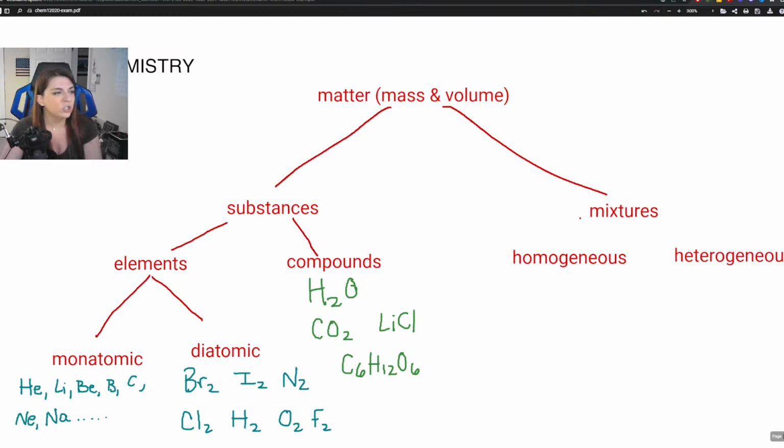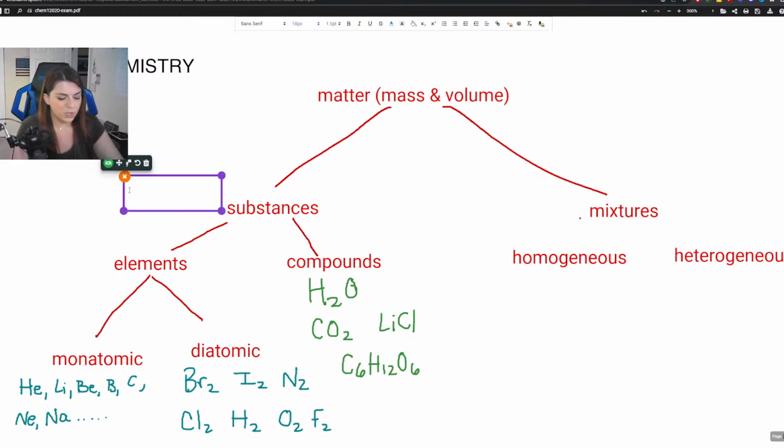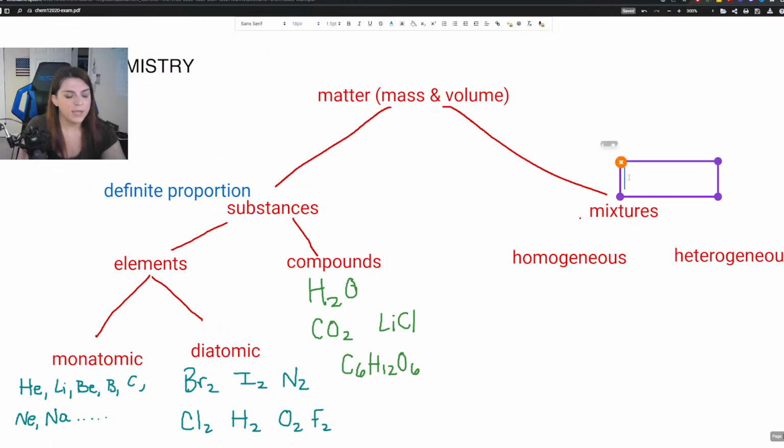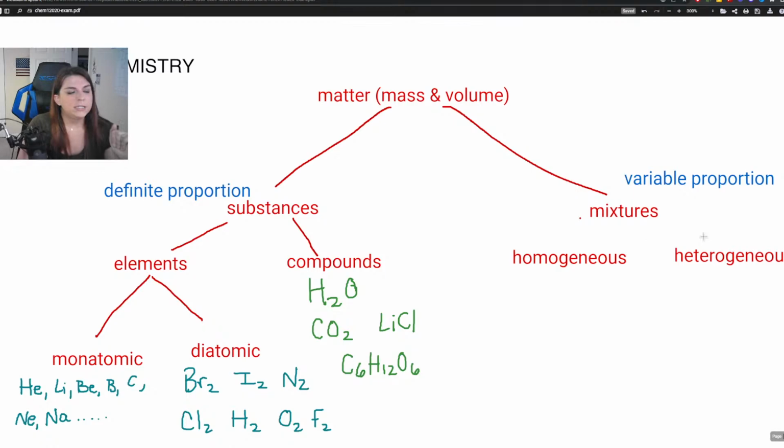But then we get into mixtures. And the big difference between substances and mixtures is what they like to annoy us with. Substances are going to come in what they call definite proportion, which means they're always the same all the time. And then the mixtures will come in variable proportion, which means that sometimes they are, like if we look at the homogeneous solution of salt and water.